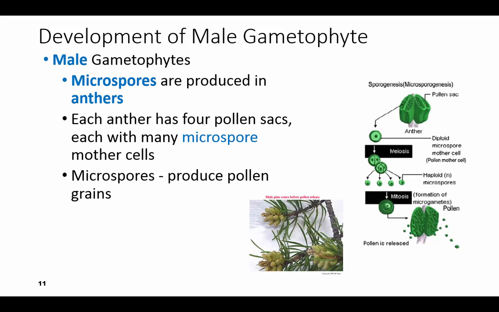Objective 33. Distinguish between the male and female gametophyte in flowering plants. Well, the male gametophyte, you have the microspores that are made in the anthers, and the anther has 4 pollen sacs, and each of them has many of the microspore mother cells, and the microspores are what makes the pollen grains.